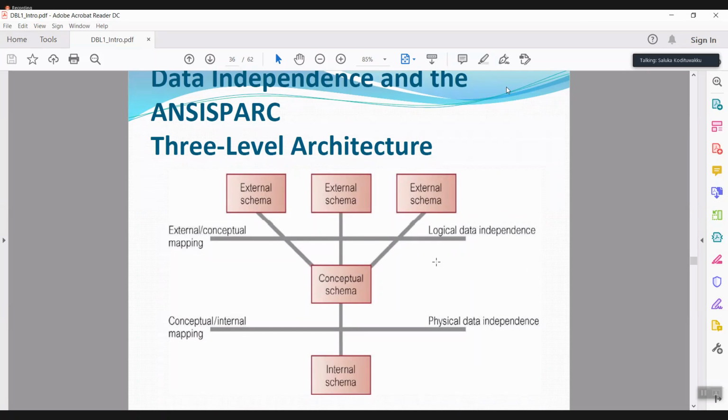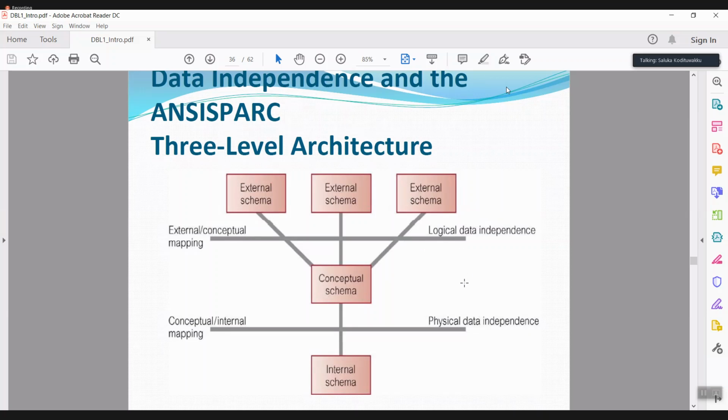This mapping facilitates that adaptation. And similarly, if the access mechanism is changed, then for physical data independence, this particular mapping manages that change to the internal schema. That means a change made to the internal schema is managed by the conceptual-internal mapping, and any modification to the conceptual schema is managed by the external-conceptual mapping without affecting the user programs. That is what we call data independence.